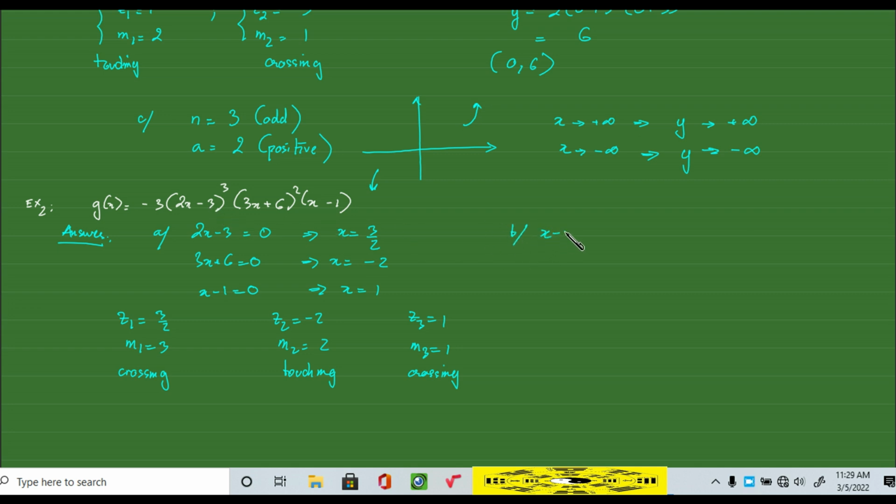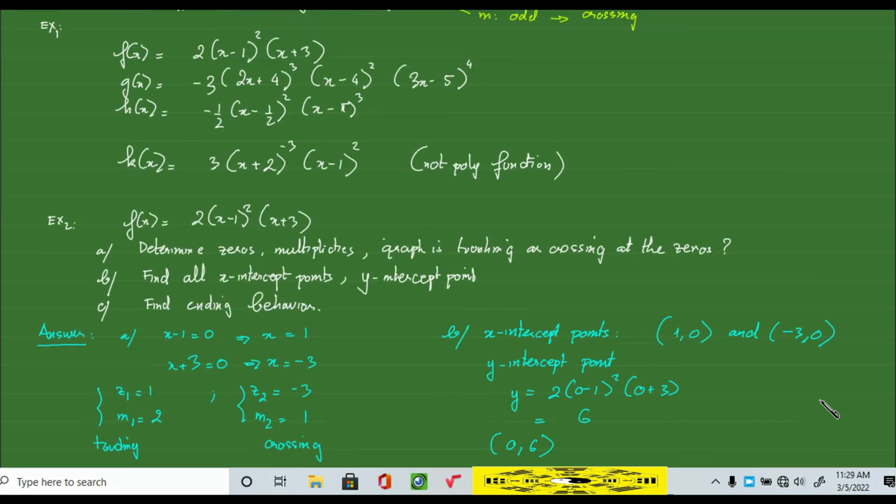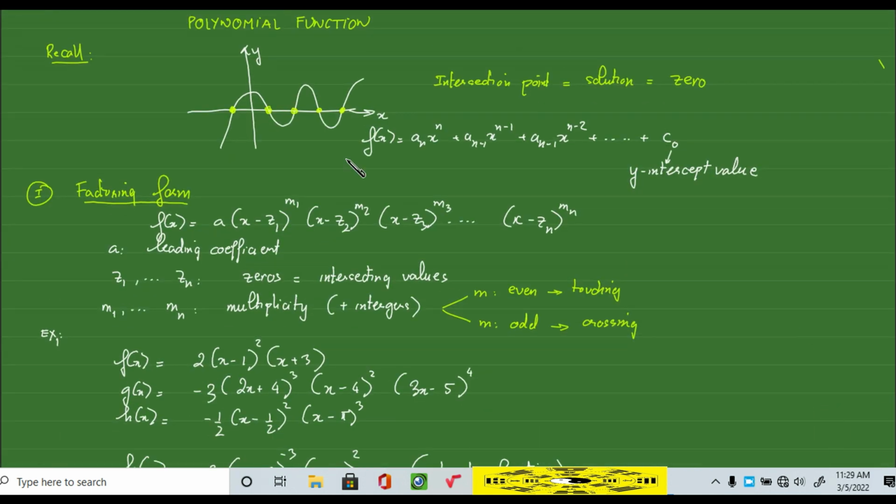X-intercept points. The domain and range. The domain is from negative infinity to positive infinity, but the range is different. We cannot determine the range because in order to determine the range, we need to find a maximum or minimum point. But the domain of a polynomial function is always negative infinity to positive infinity, no matter what. So I'm going to add it over here.